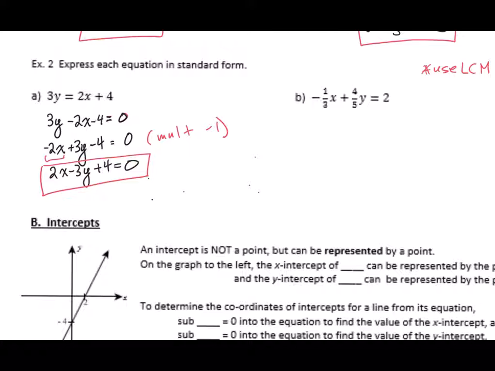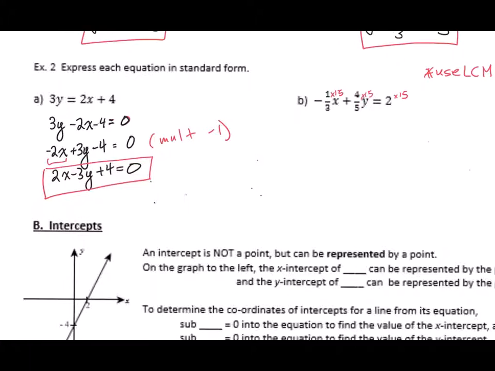In order to get rid of those fractions. Now in this case, the LCM for 3 and 5 is 15. So we're going to multiply everything by 15. Now applying some simplification to reduce our work. So 15 divided by 3 gives us 5, right? And a 1. And 15 divided by 5 gives us a 3.